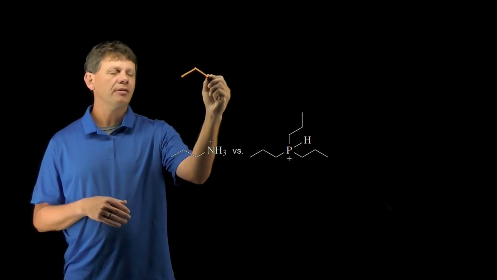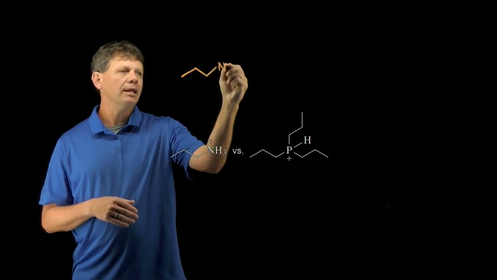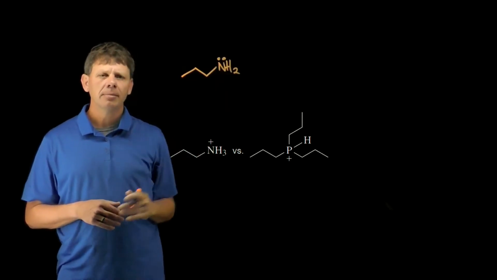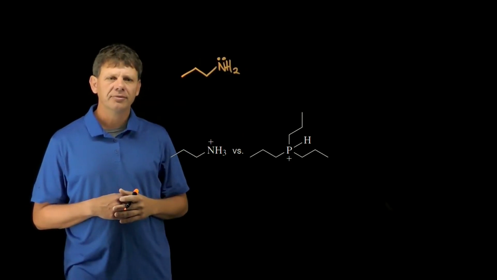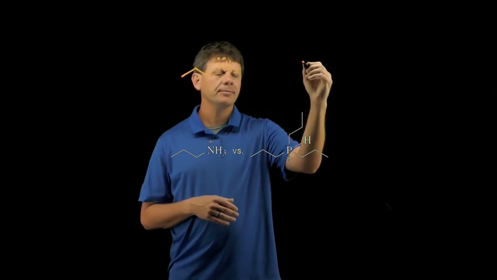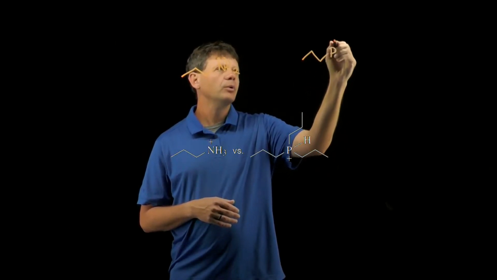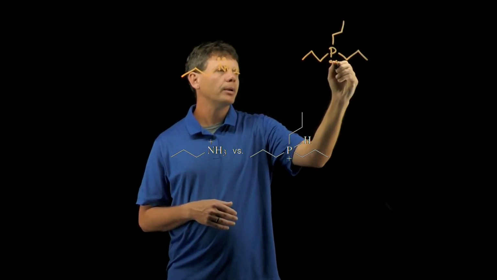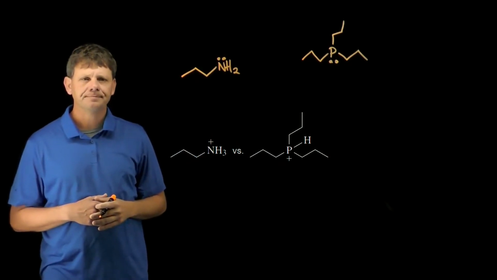The conjugate base of the ammonium ion will be NH2, and we're going to specify the lone pair being on nitrogen because that's going to be important to answering this question. We can draw the phosphine conjugate base, and we see that this conjugate base will have the lone pair on phosphorus.